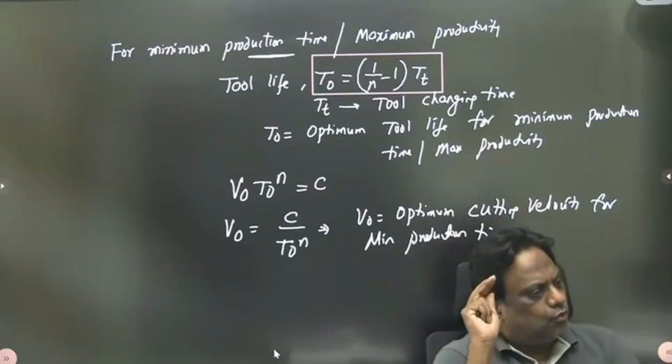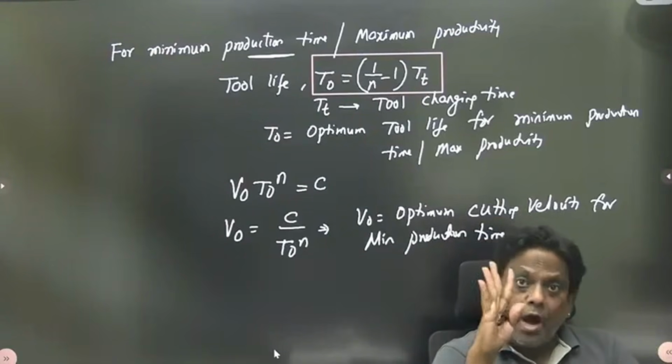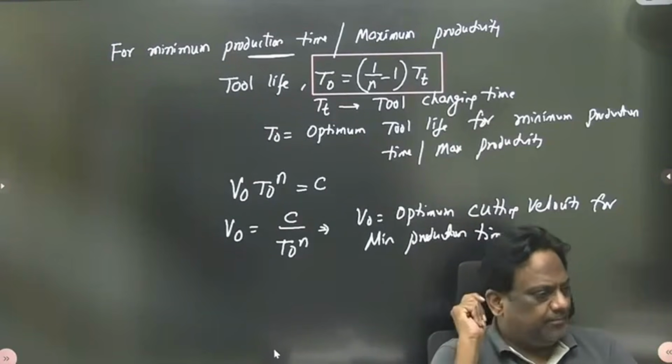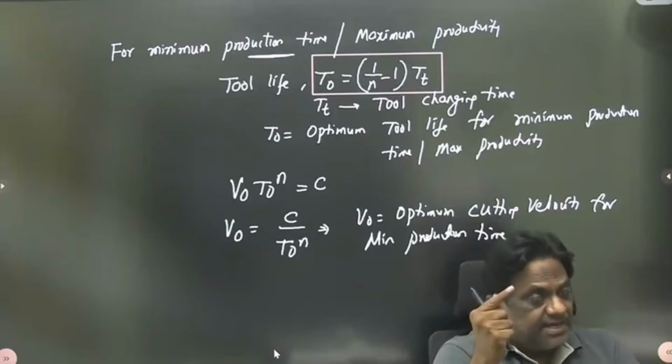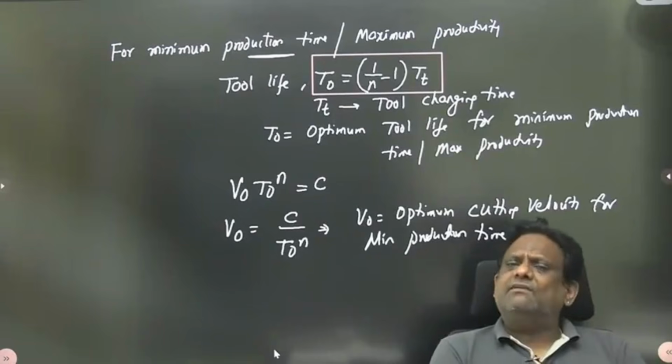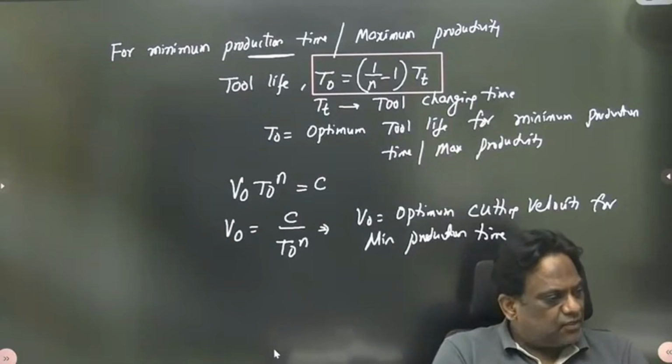Have you followed both the two cases separately? Two different cases were discussed in one case. Which case did we discuss? Minimum production time. Now the second case is minimum cost. Both are different, sir. Production time is different, production cost is different. Yes or no?